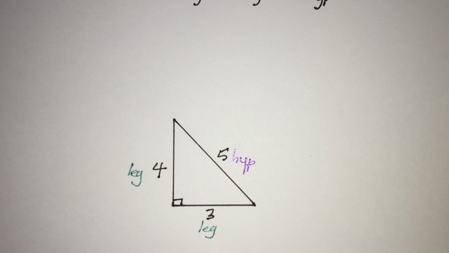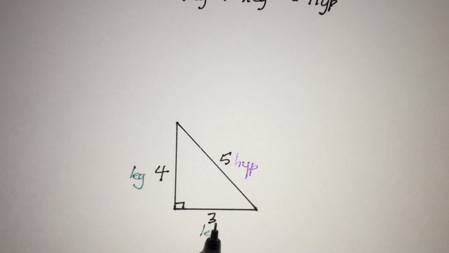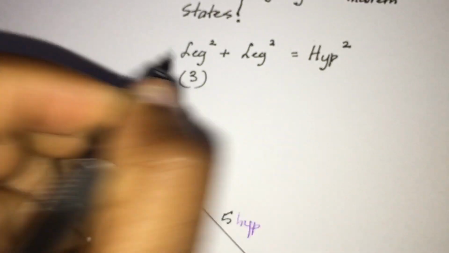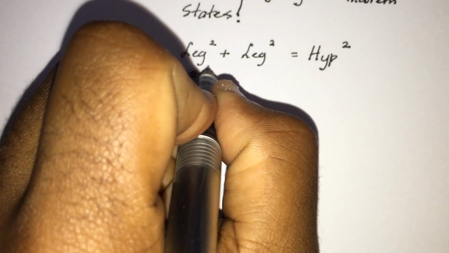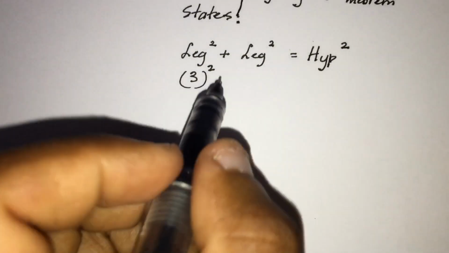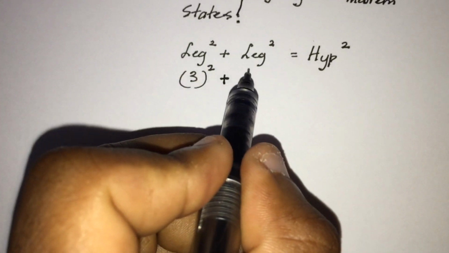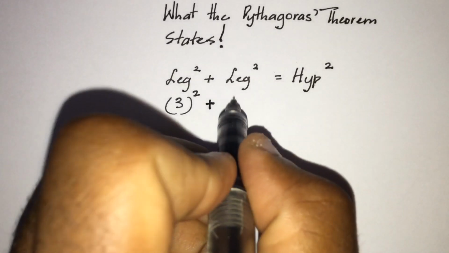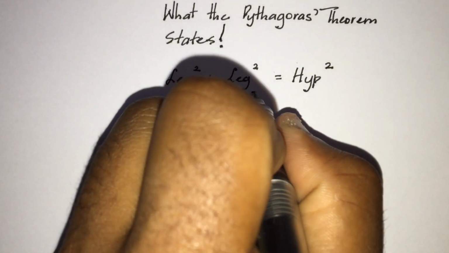So we're going to take these values and substitute them. One leg measures 3 units, so I'm going to put 3 under one leg. And notice the leg is what? Squared. So I'm going to have to put on that square as well. Following the formula, it says plus. We need the other leg and to square it. The other leg was 4, so I'm going to take 4 units and I'm going to square that.